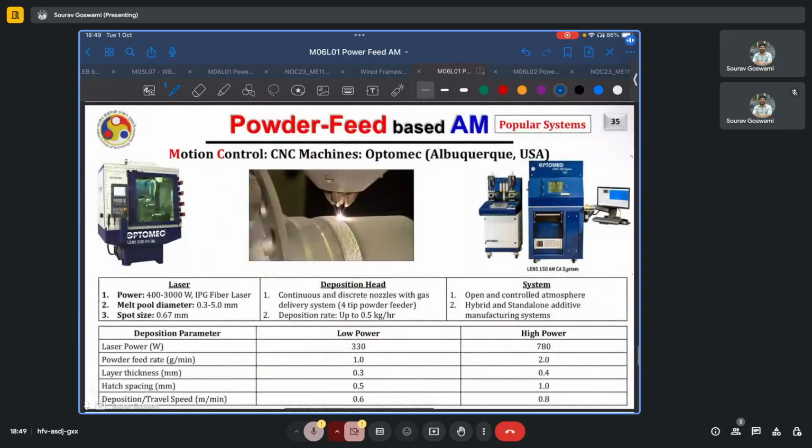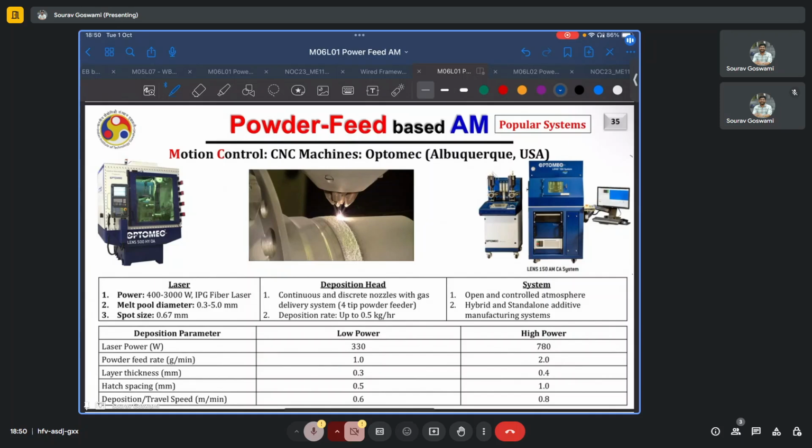Here, some popular powder feed based machines are also described. So, here you have the systems developed by Optomec. They have powers ranging from 400 to 3000 watts, and the melt pool diameter is between 0.3 to 5 mm. Spot size is 0.67 mm. The deposition head can come with either a continuous or a discrete nozzle with gas delivery systems, and a 4-tip powder feeder. So it allows good control over the material combination and composition as well.